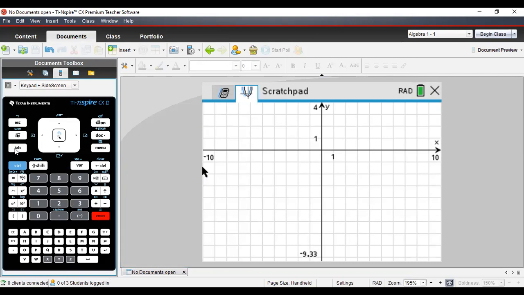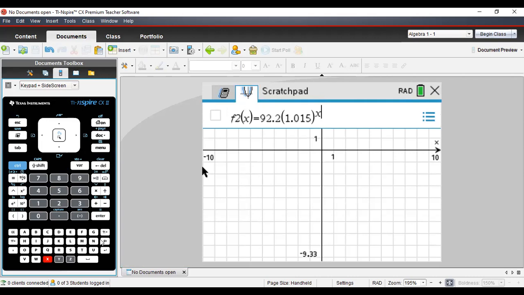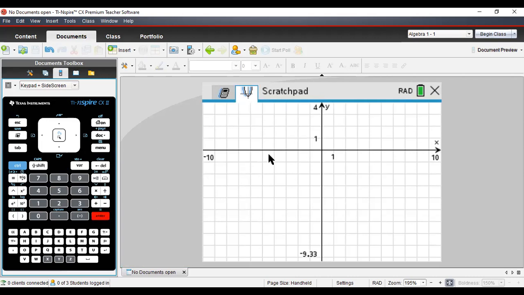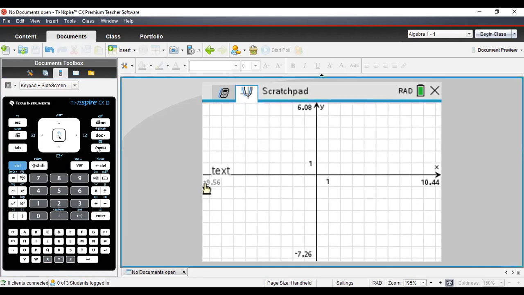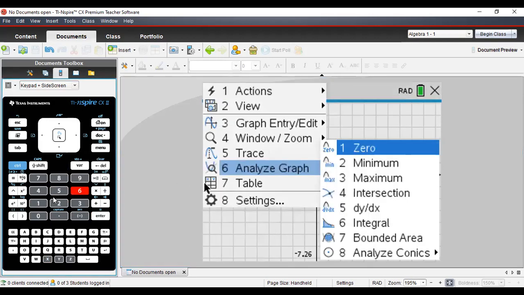And then we're going to do the 92.2 times parentheses 1.015 close parentheses raised to the x power. Remember, we can only graph x's, right? And then we're going to do that. Now, you don't see the graphs. So if you don't see the graphs, use menu 5.